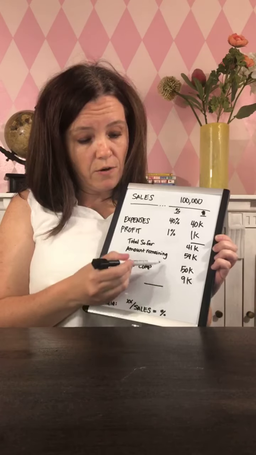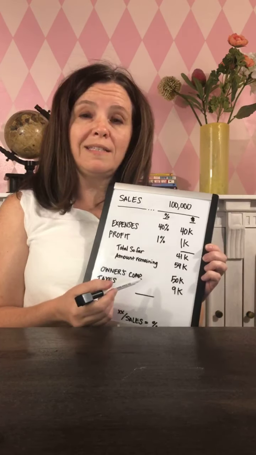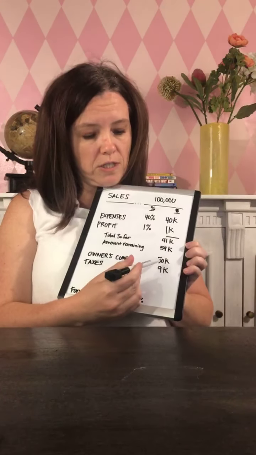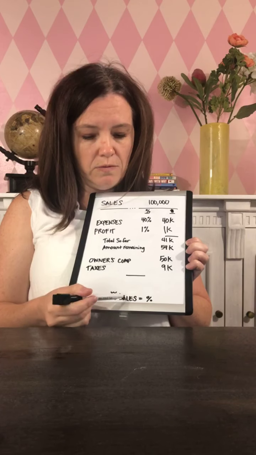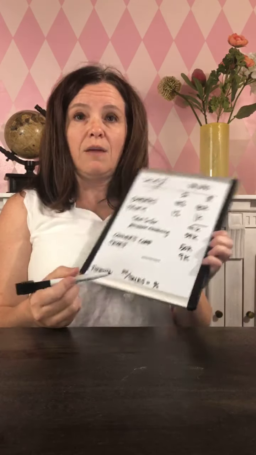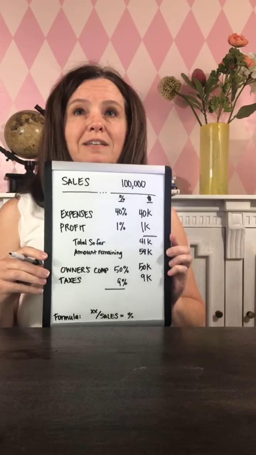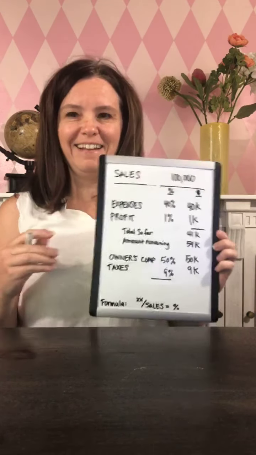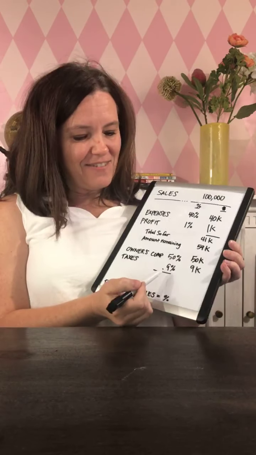Now we just need to figure out what the percentage is for owner's comp and taxes. We're going to take our $50,000 and use our formula again: divide it by our $100,000 of sales, and we get 50% going to owner's comp. Then the remaining amount, the $9,000, is 9%. So that means our taxes are 9%. My husband's shaking his head yes, which means I did that math correctly in my head.